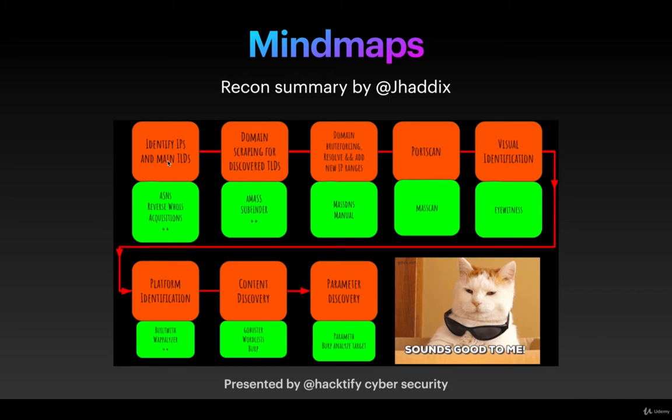Next, you can run a port scan using Masscan, which will identify which ports are open for all the targets that we have identified in the previous step. Next is to do visual identification. So we can use EyeWitness. We can also use Aquatone.